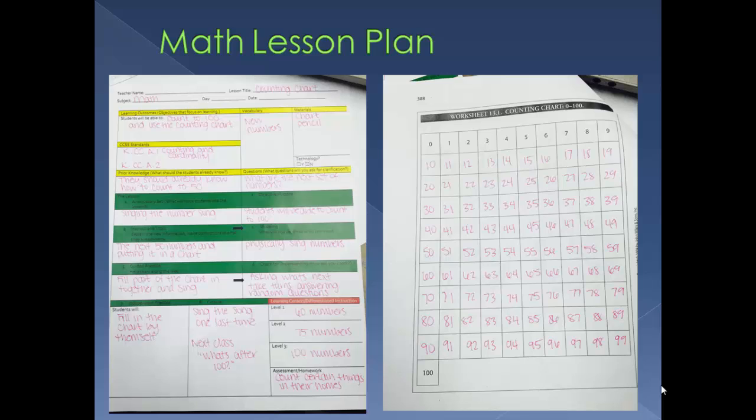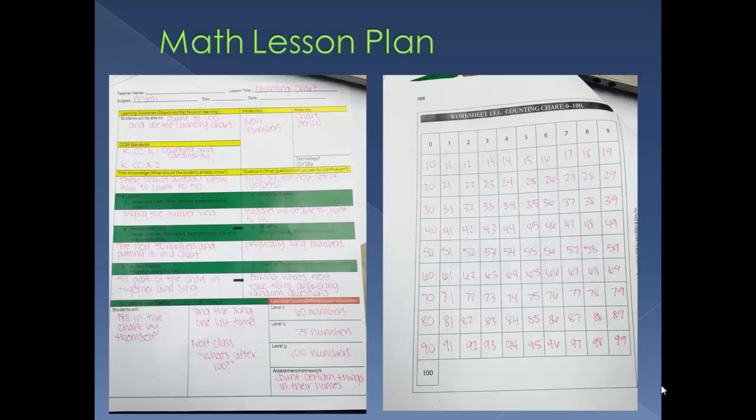The Common Core standards that apply to this are counting and cardinality. Hopefully, they will already know how to count to 50, and the questions that we will ask them are, what are the next set of numbers? To hook them into the lesson, we will sing a number song together to see what they already know. The objective of this is that the students will be able to count to 100.